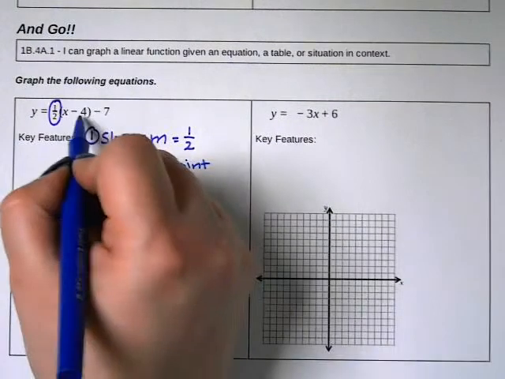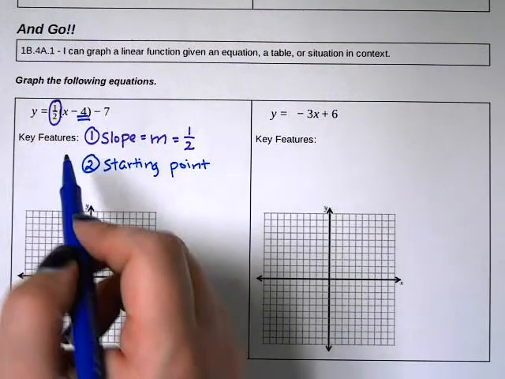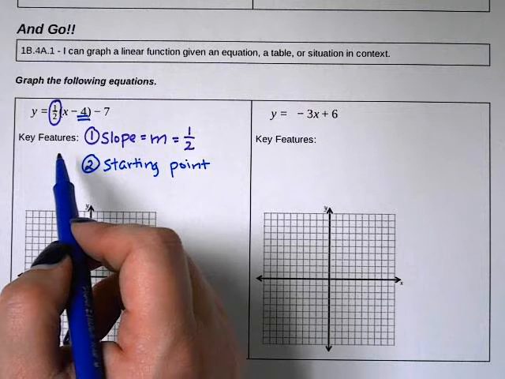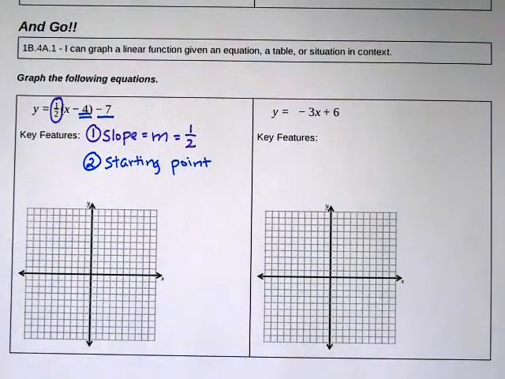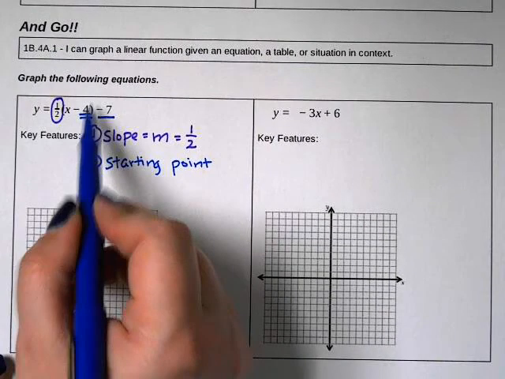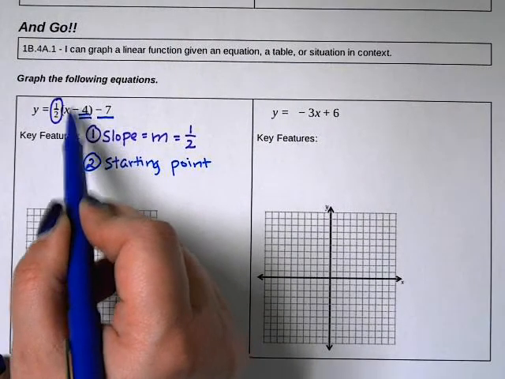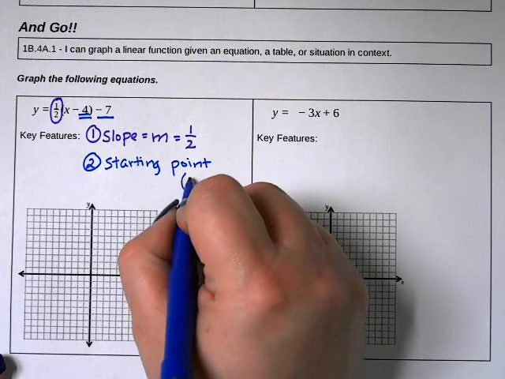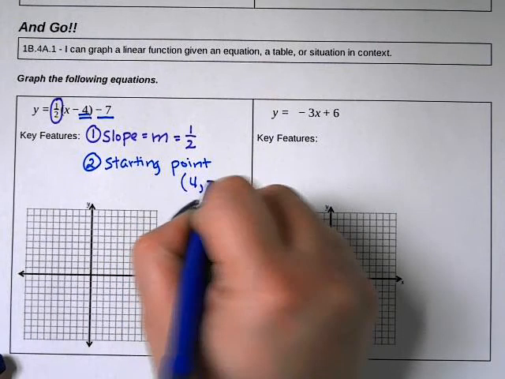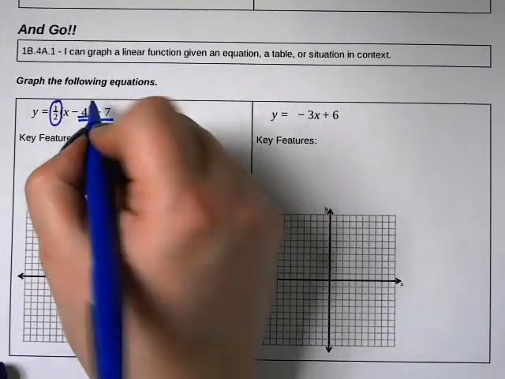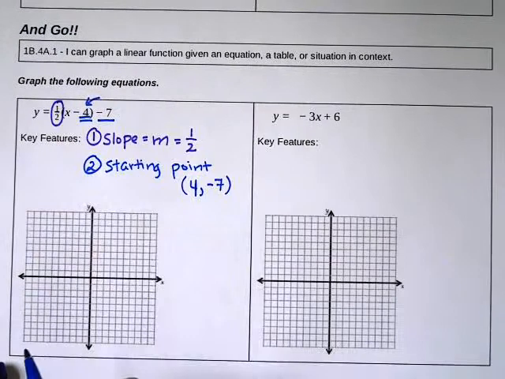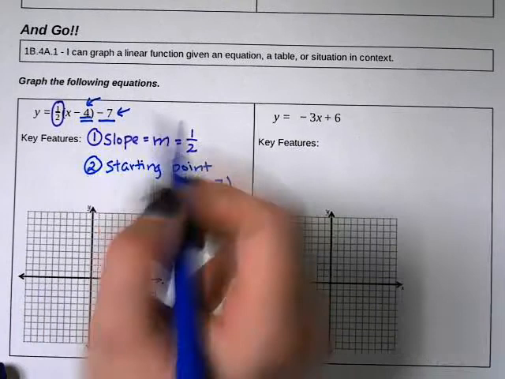So remember, whatever's inside the parentheses with the x is going to be the starting x value, and whatever's outside at the end is going to be your starting y value. The thing you have to remember is that we're always going to take the opposite of what's inside the parentheses though. So our starting point is going to be a positive 4, negative 7. And that was again because we took the opposite of what's in here for our starting x, and then this was our starting y value.